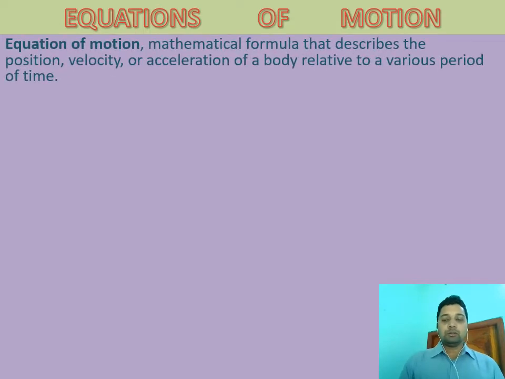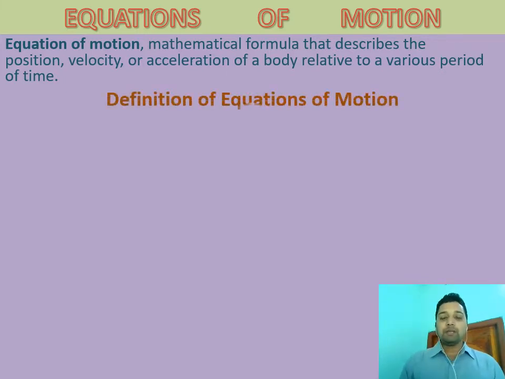Equations of motion are mathematical formulas, because whenever a body moves from one place to another, or a body is in motion, its position changes, velocity changes or acceleration changes with respect to time. So that relationship between acceleration, velocity, displacement and time, the mathematical formula, is the equation of motion.